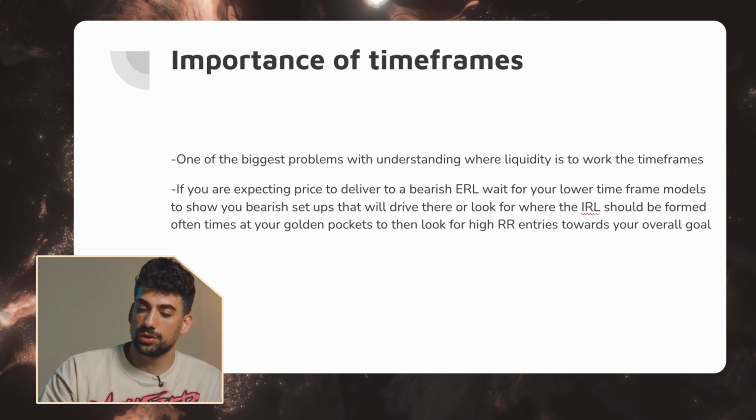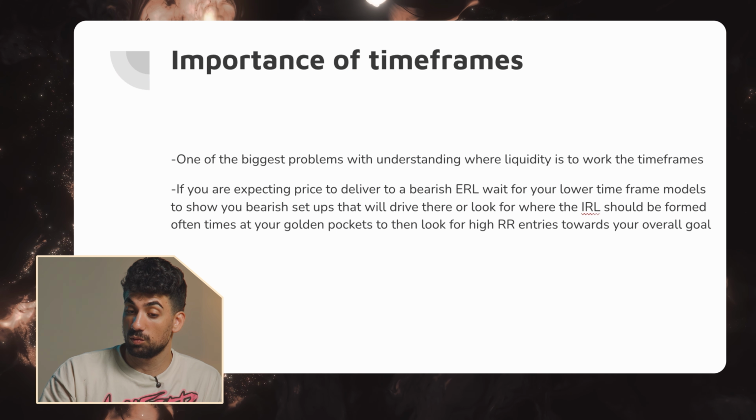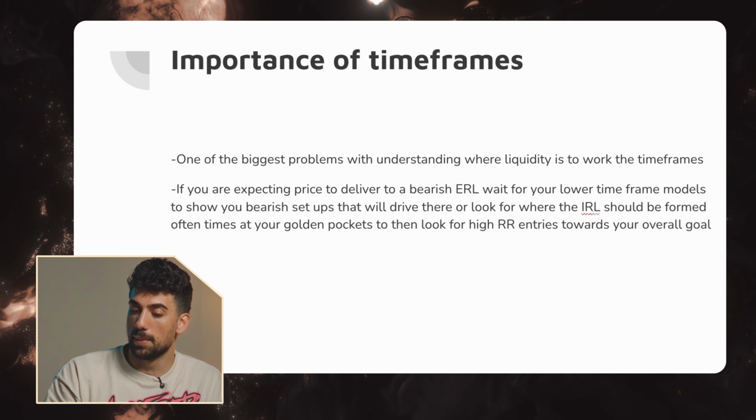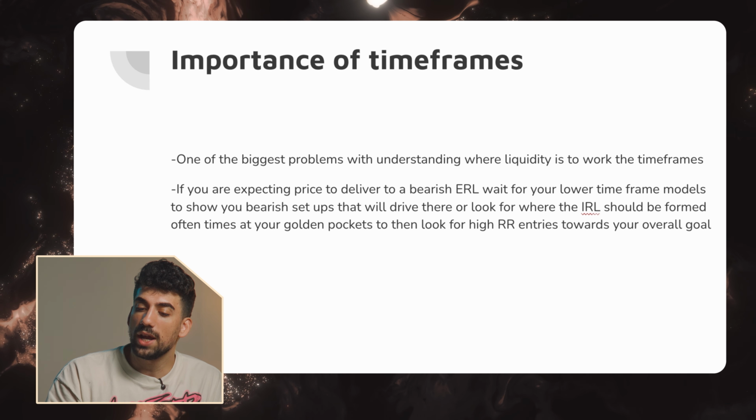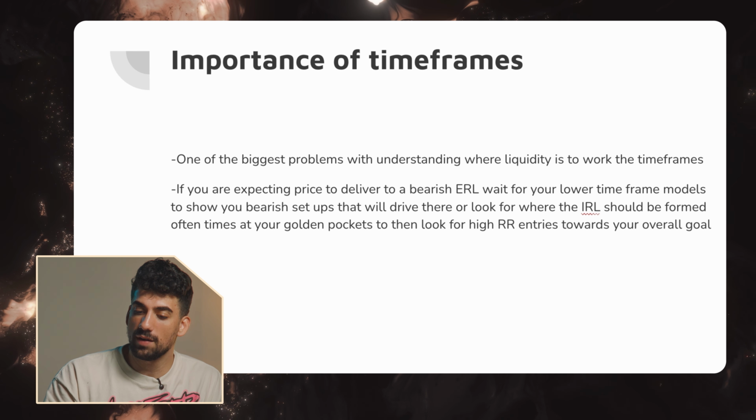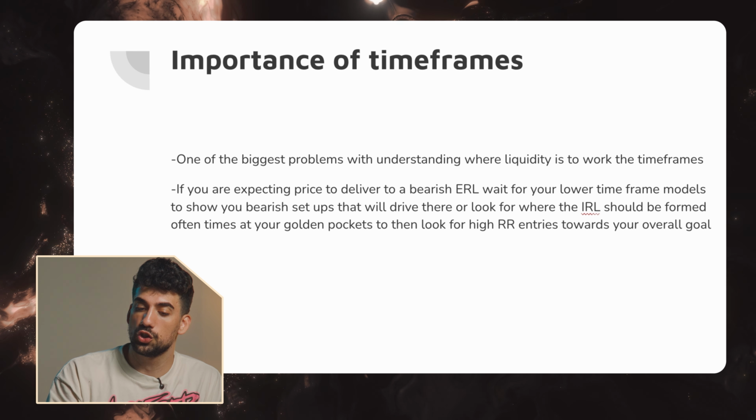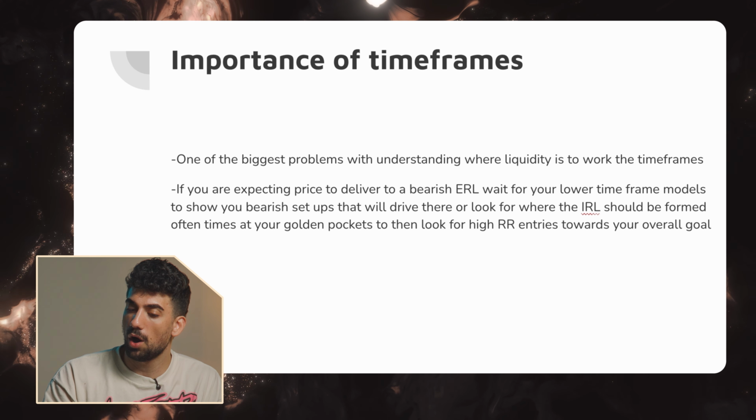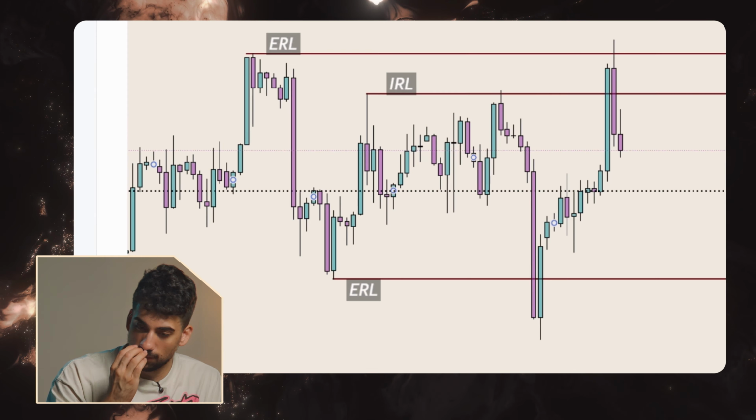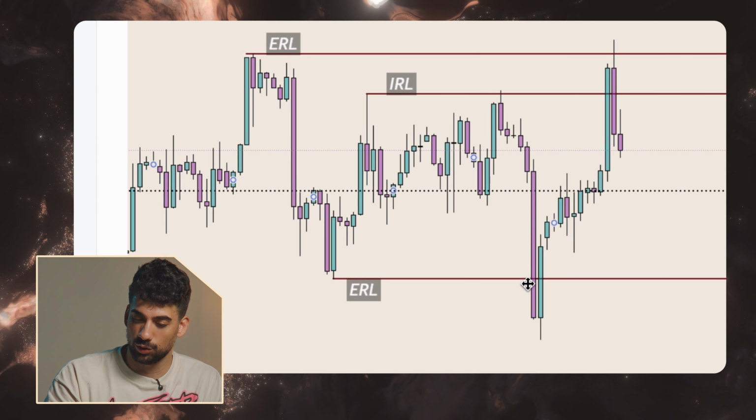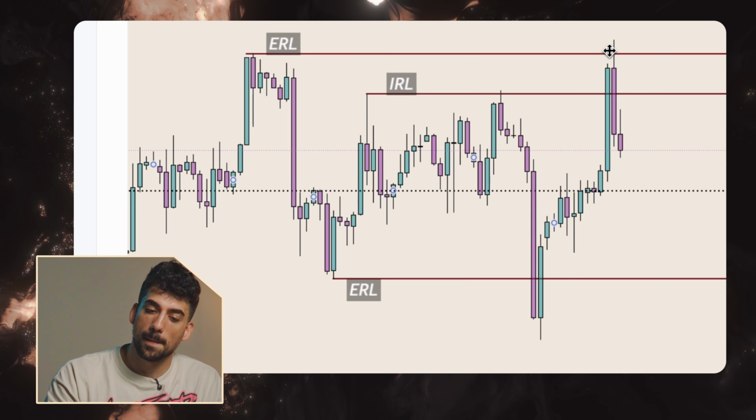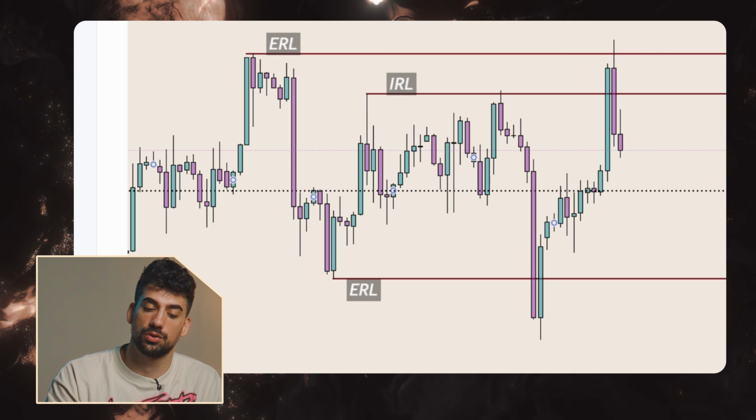You need to understand the importance of time frame. One of the biggest problems with understanding where liquidity is, is working the time frame. If you're expecting price to deliver at a bearish external range liquidity, wait for your lower time frame models to show you bearish setups that will drive there. Look for where the internal range liquidity should be formed, oftentimes your golden pockets, then look for higher RR entries towards your goals. So if I'm looking for this external range here to get taken out, when price V-shapes back up, now I'm looking for bullish only trades back up to this equal high external range liquidity.